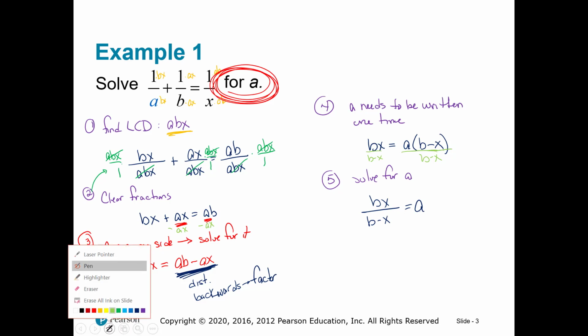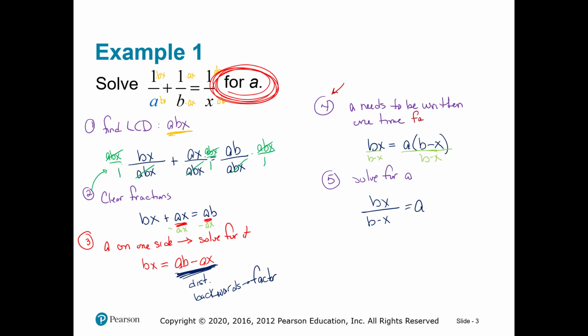Yes? Cool. Okay, now I need to elaborate on something. On step number 4 here, we don't always have to factor. Okay, in this case, we needed to factor. All right, but that's not always the case. A does need to be written one time, but sometimes I don't have to factor to do it. Sometimes it's already written once.